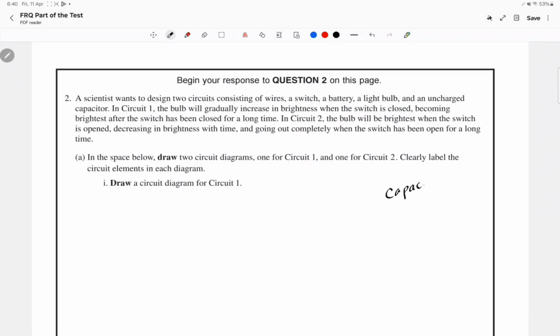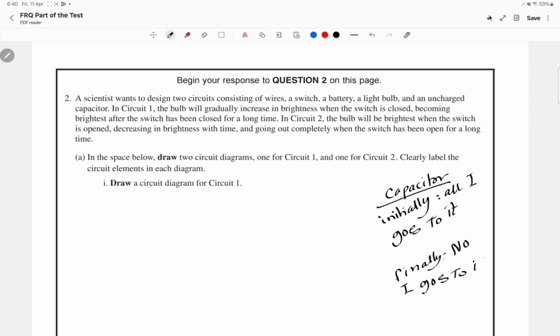Guys, if the capacitor is initially not charged, all the current goes to it. But finally, if it's fully charged, no current goes to it. That's the main idea here. So in circuit 1, the bulb will gradually increase in brightness. That means in the beginning, all the current was avoiding the bulb, and over time, the current will start to go to it.